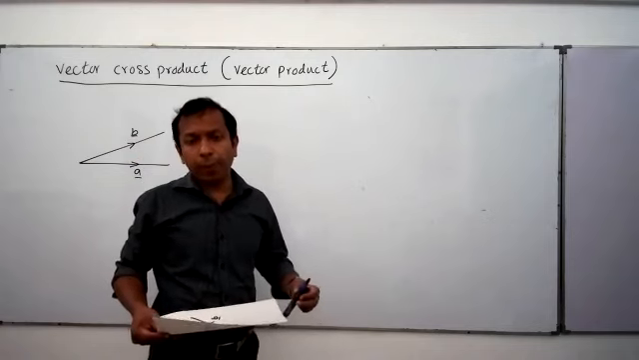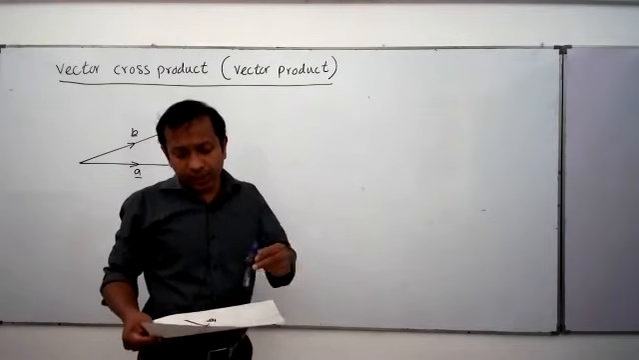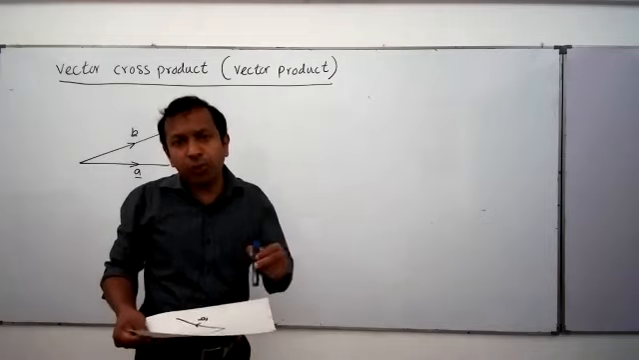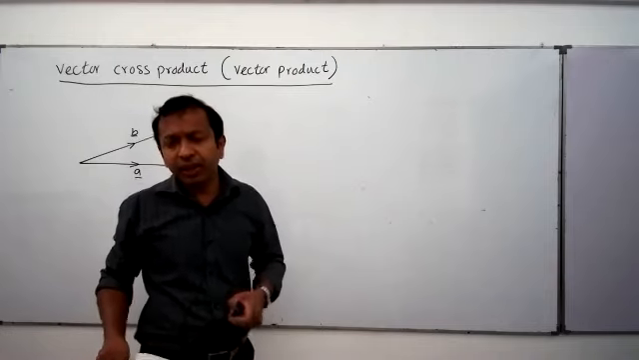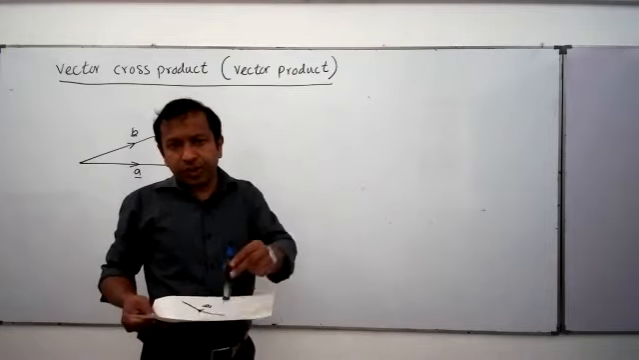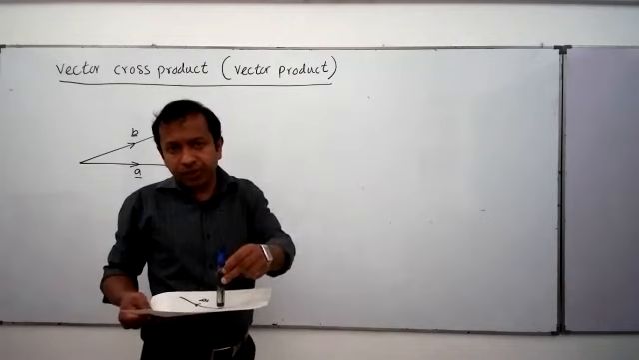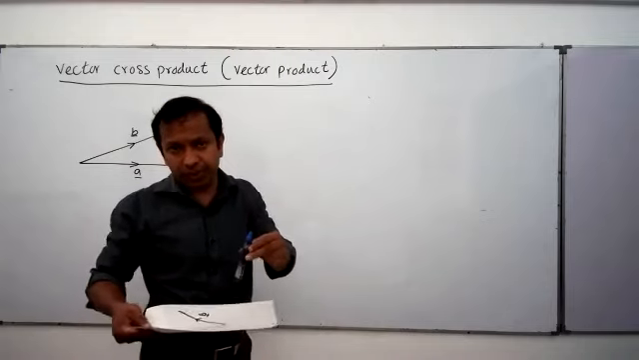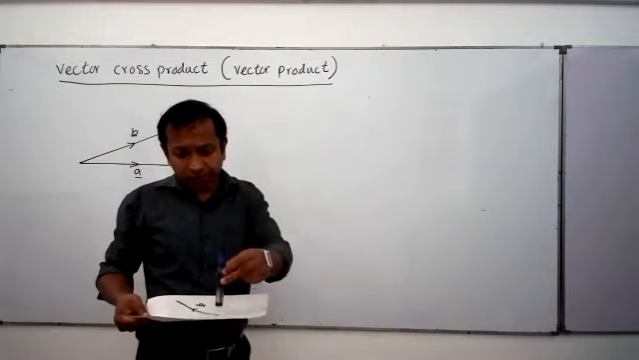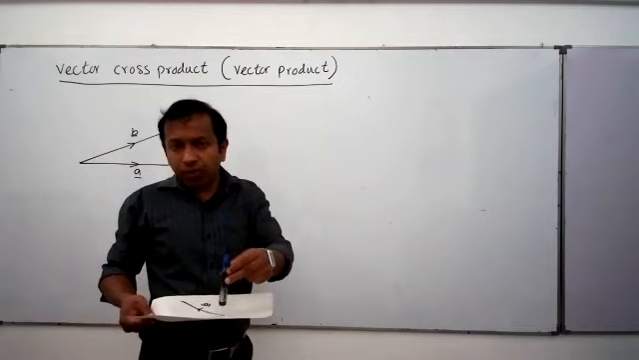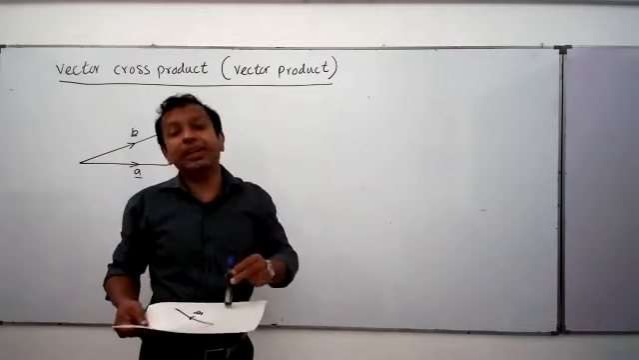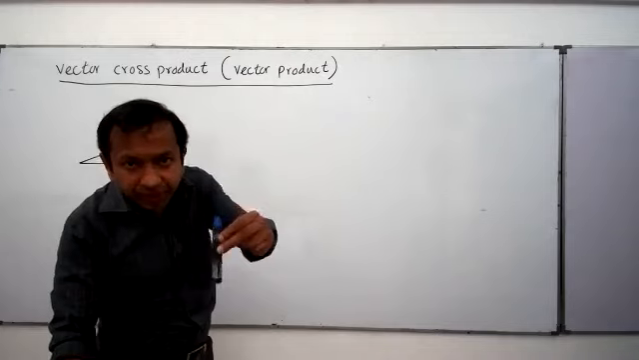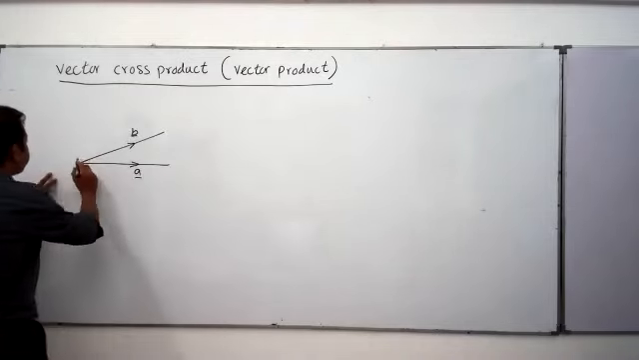Now, can you imagine a line perpendicular to this plane, perpendicular to this page? A line perpendicular to this page. That means when I place this pen on this page vertically, the paper is horizontal now. Horizontal means parallel to the ground. Now this pen is vertical. The angle between vertical and horizontal is 90. Now that pen I'm going to draw like this.